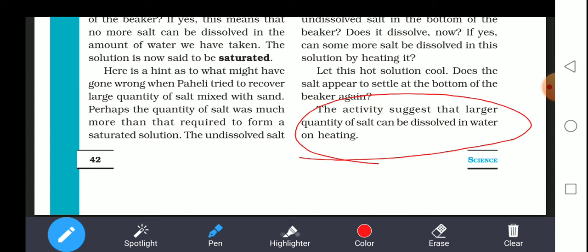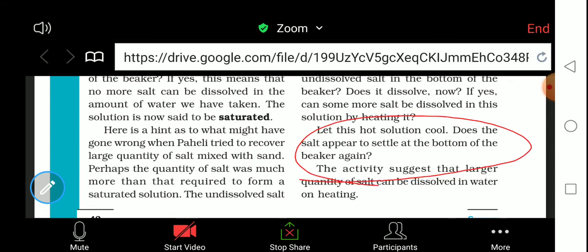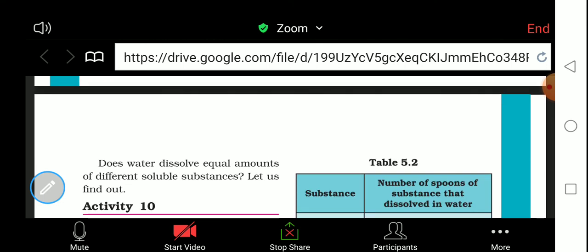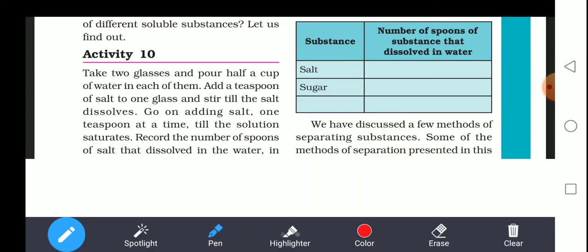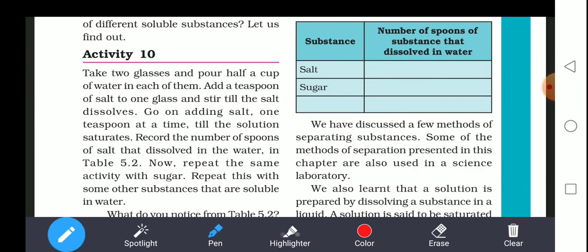After adding salt to a fixed quantity of water, what happened? At a particular point, it reaches a saturated solution. At that point, you will find the salt settles at the bottom. Now you supply heat. If you supply heat, what happens? Again it will dissolve some more salt. This is how you can dissolve more salt by heating.